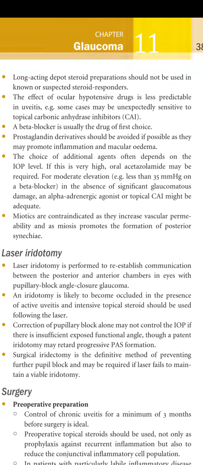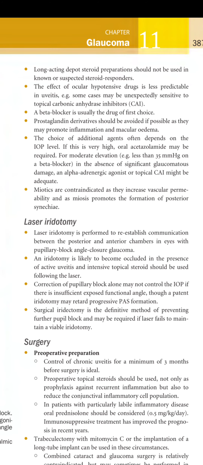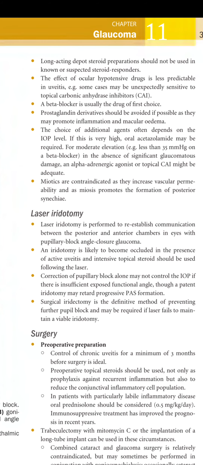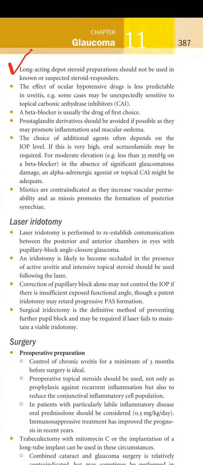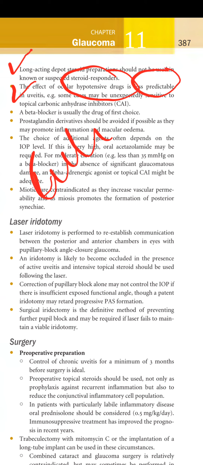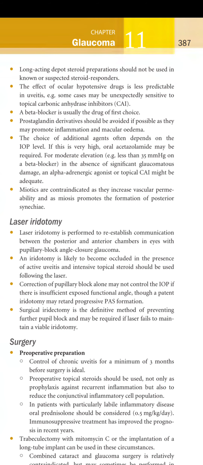So basically, the writer is trying to say that sometimes glaucoma treatment is challenging because steroid responsiveness is a very important factor, and you have to know how to control the inflammation and glaucoma at the same time if the patient is a steroid responder. And you have to keep in mind that certain ocular hypotensive drugs are also very less predictable. Why? Because there can be ciliary body shutdown occurring. So these types of drugs are also very unpredictable, like carbonic anhydrase inhibitors.